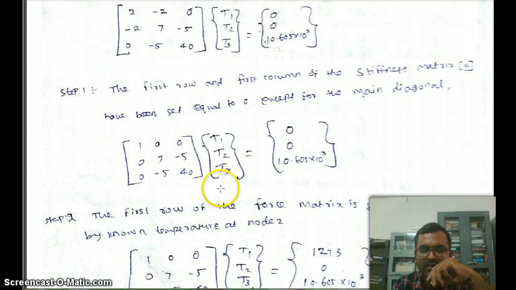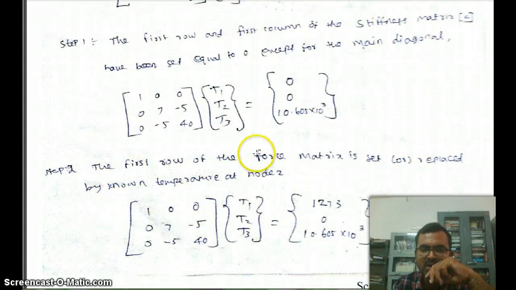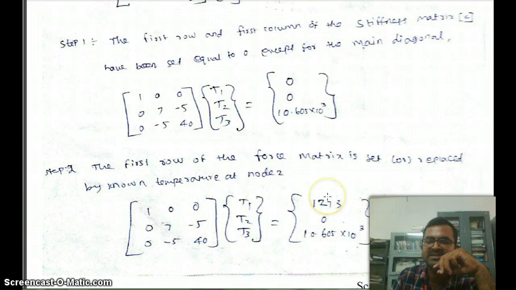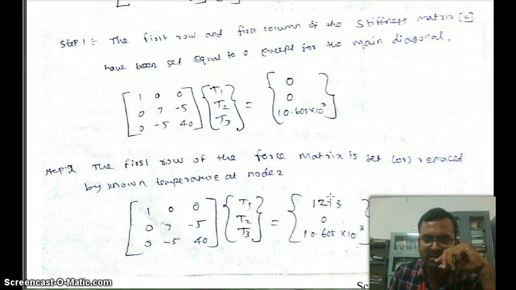The second step: the first row of the force matrix is replaced by the known temperature at node 1. We already know the known temperature value is 1273 Kelvin. So we replace the first force matrix value with the known temperature, which is equal to 1273.